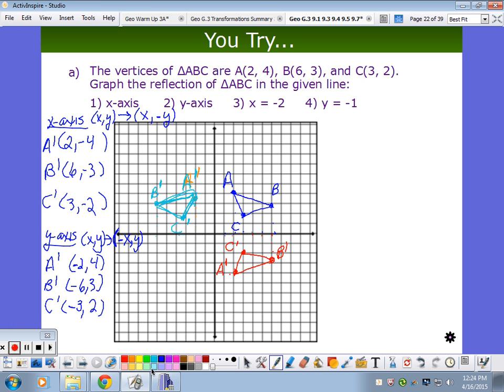Now when I'm working with the line x equals -2, what I would do is sketch this line in. Remember what this looks like from algebra. This is a straight up and down line at x equals -2. So I'm going to sketch that in here. And then I say, okay, I want the image of this A. Well, how far away is A from my line of reflection? It's 1, 2, 3, 4 points away. So now I'm going to count 1, 2, 3, 4 in the other direction. And there's the A prime that goes with that.